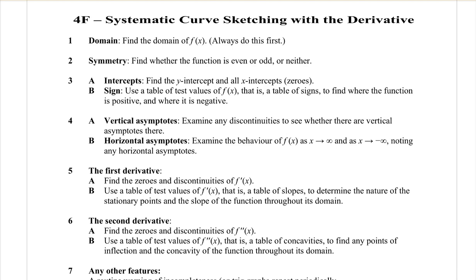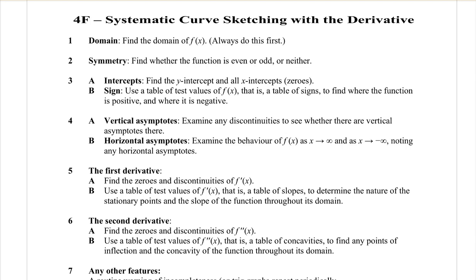Then finally we get to some calculus where we want to use our first derivative. It says find the first derivative and any discontinuities of that derivative. So if our derivative is a fraction and something is going to be making the denominator 0, we could find a discontinuous part of our derivative. Okay. Part B of that is that we're going to test our derivative in our table of slopes to determine the nature of the stationary point and also the gradient of the rest of the curve as well.